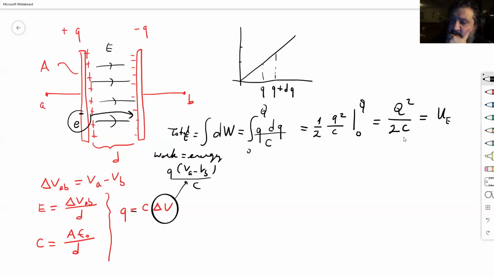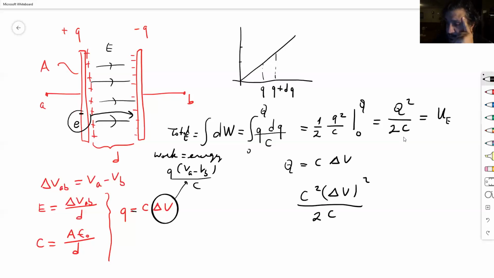Now using this relationship here, I could write it as C squared delta V squared divided by 2C. In other words, 1/2 C delta V squared. That's another expression for U. Or I could get rid of C, just use Q and V.